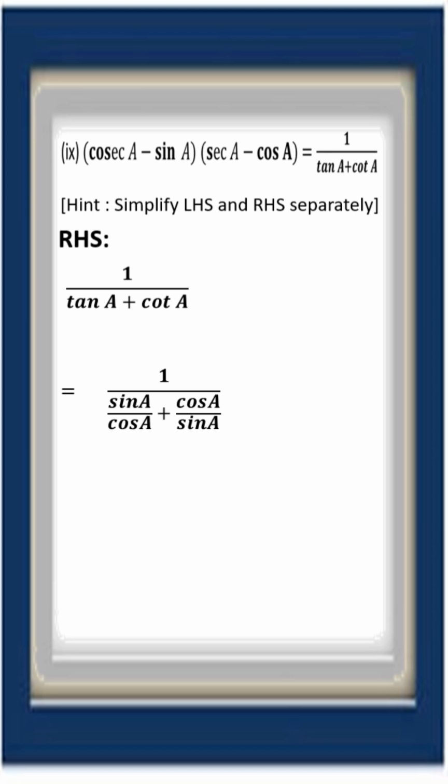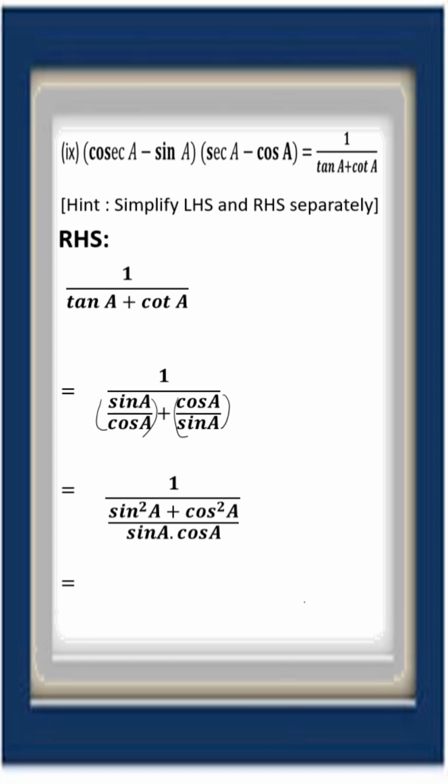Now we have to take the LCM of the denominator. What is the LCM here? Sin A into cos A. So now in the denominator, sin A into cos A. In the numerator, here we have to multiply sin A, isn't it? So sin square A, here plus. Here we have to multiply with cos A. So plus cos square A.